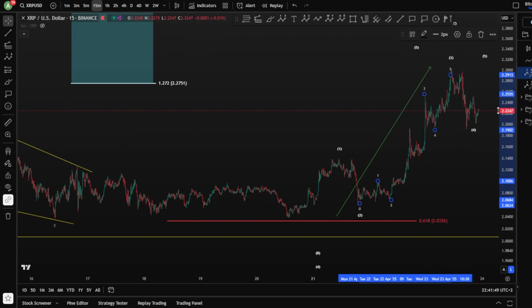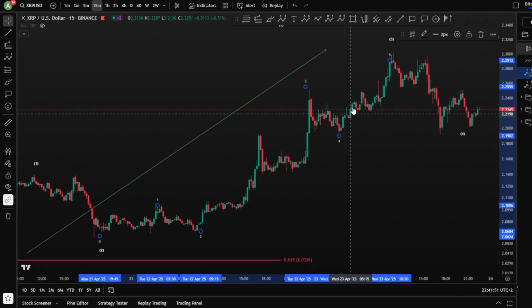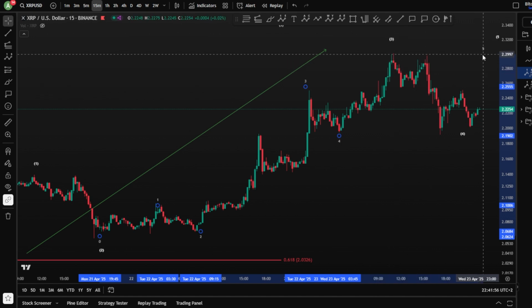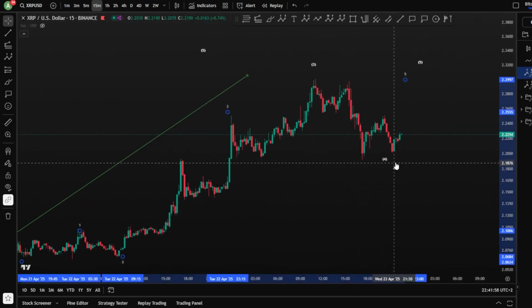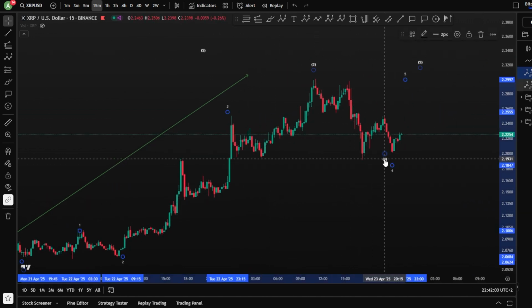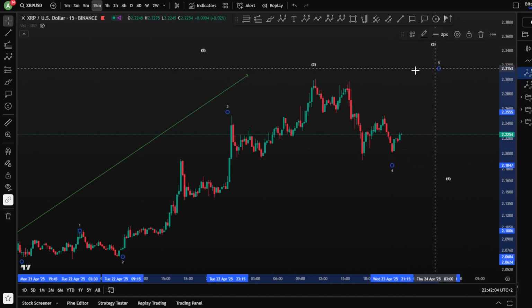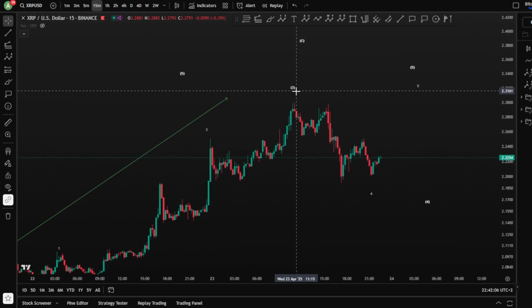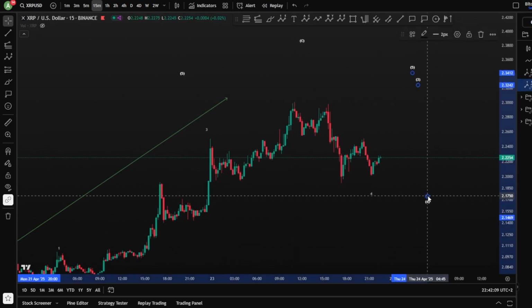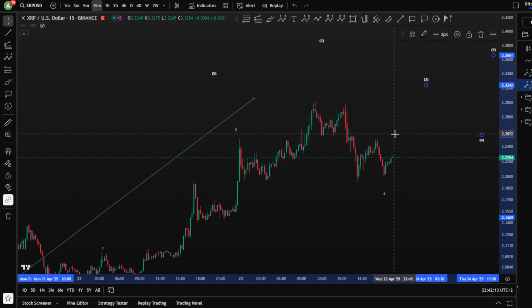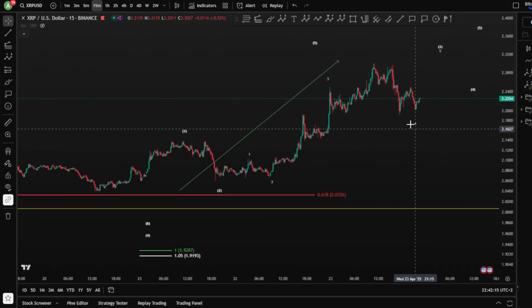Is this a finished wave 5? Here is the question. Well, it is 3 waves toward the upside, and that means your wave 5 is not finished yet, meaning your wave 4 is extending and moving to this side to finish later on a wave 3, and then having a wave 4 later and a wave 5 again. So these are the possibilities right now for XRP.